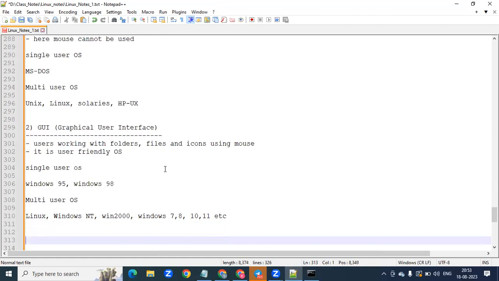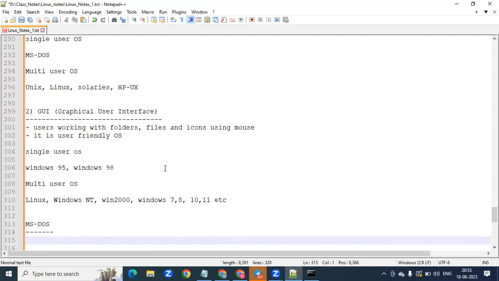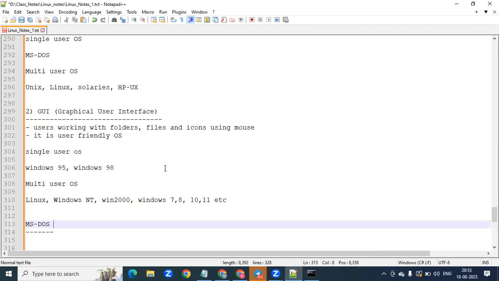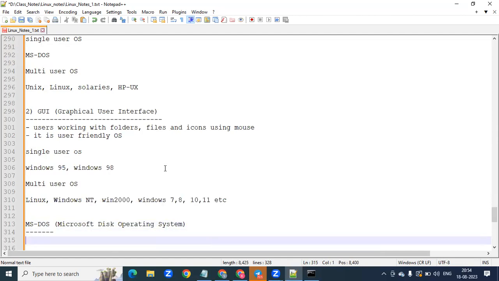What is MS-DOS? We'll see. MS-DOS, Microsoft Disk Operating System. It was the first operating system in the software. It does not support networking. MS-DOS full form already we have discussed: Microsoft Disk Operating System.